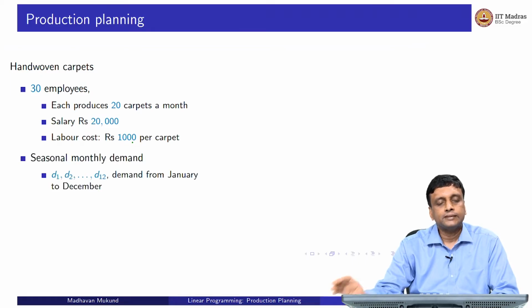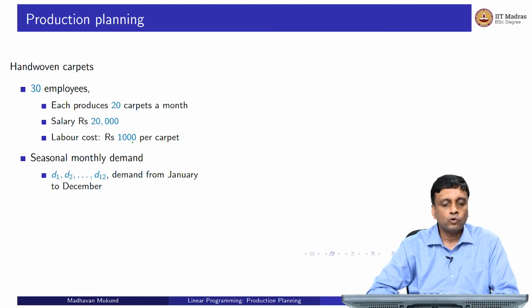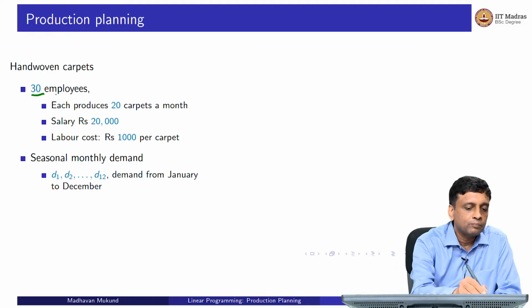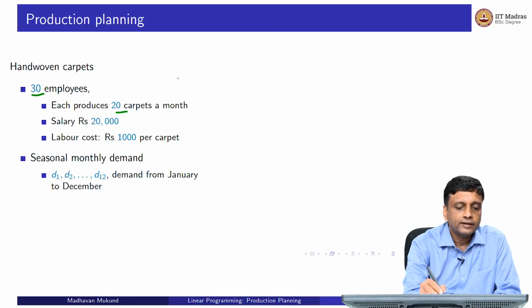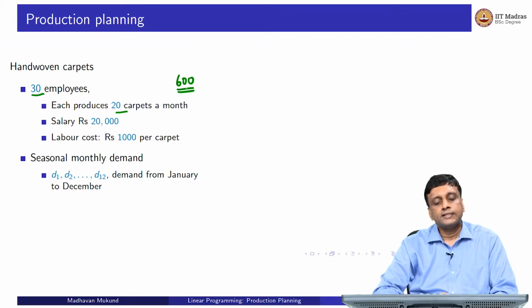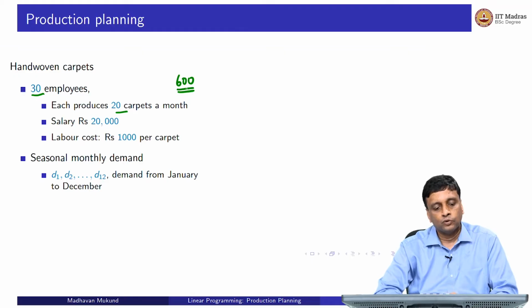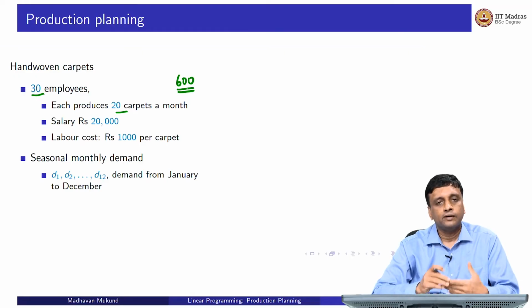So, now the problem is that we want to meet some demand which varies from month to month. So, if I have 30 employees and I make 20 carpets a month, I can make 600 carpets each month, right. But there is a demand which sometimes drops below 600 and sometimes goes above 600, right. Let us assume that we know this demand for each month of the year, therefore, we know the demand for January, February and so on.